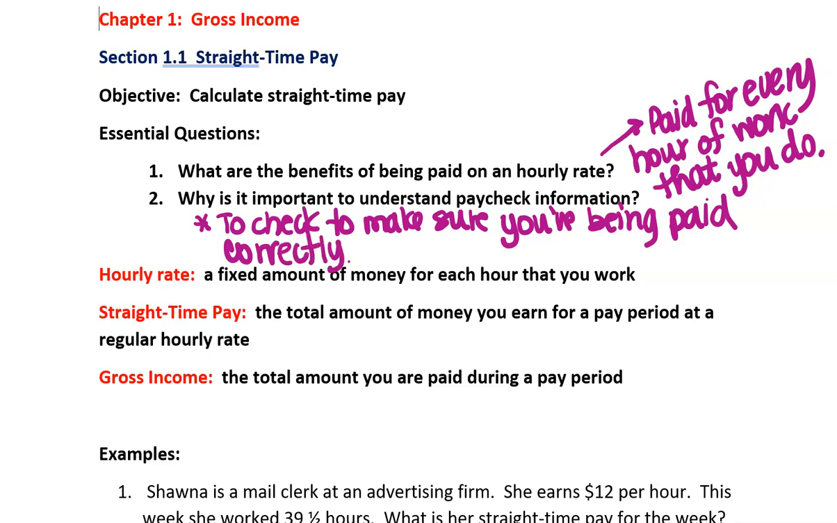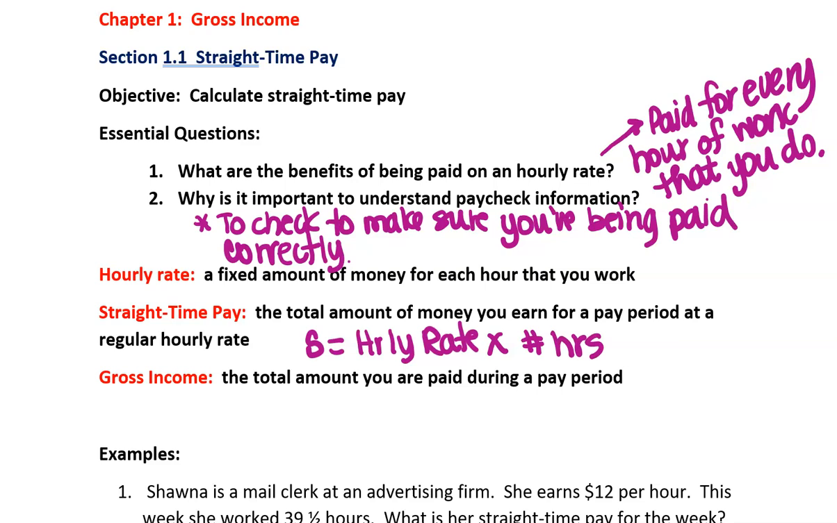So some of the vocab words: hourly rate is a fixed amount of money for each hour that you work. So maybe you get $8 per hour or $7.50 per hour or whatever you get paid per hour of work. That's the hourly rate. Straight time pay is the total amount of money you earn for a pay period at a regular hourly rate. There's a formula for this one, and it's straight time pay. I'll just call it S, and it's your hourly rate times the number of hours that you work.